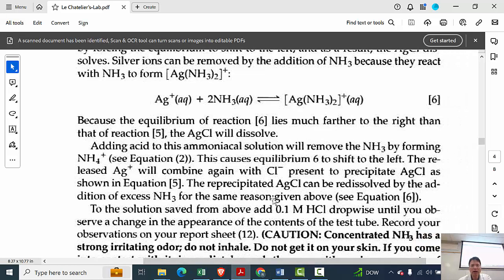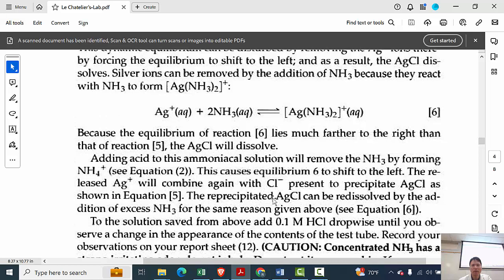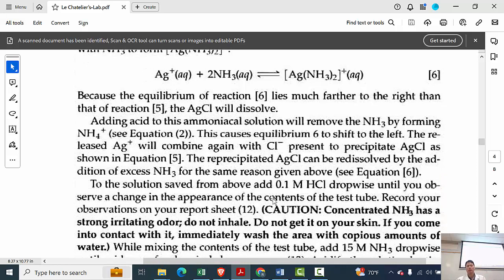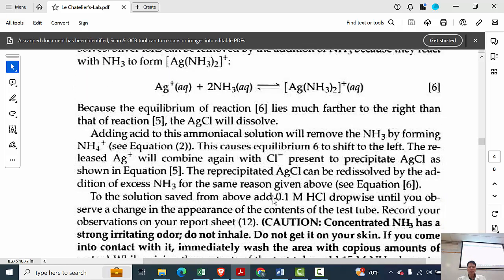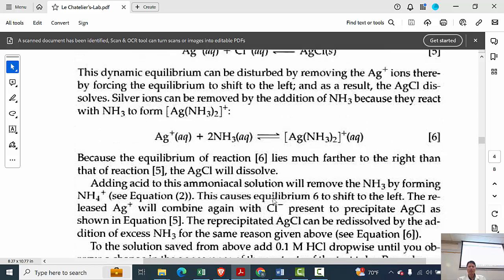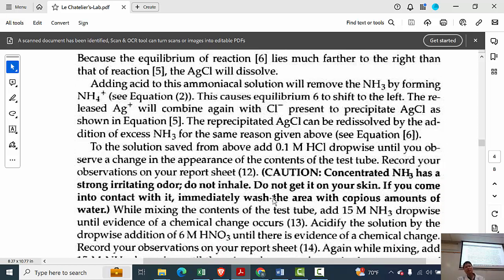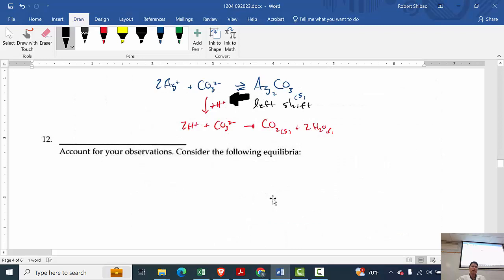To the solution saved from above, add 0.1 molar HCl dropwise until you observe a change in the appearance of the contents of the test tube. Record your observations on your report sheet. 12. To the solution saved from above. Okay. So in 12 here, did you add HCl to a solution or did you add it to a precipitate? To a solution? Okay.